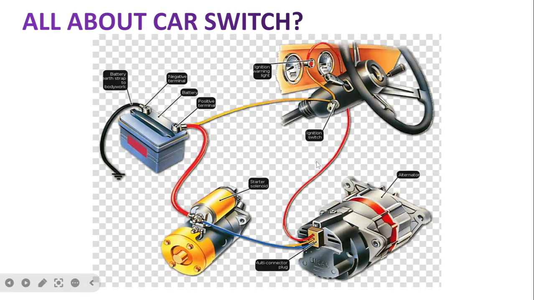here are some images. Here is the ignition warning light. This is the ignition switch. This is the battery. This is how the connections are done on the car. This is connected to the ground, the negative terminal, and the positive terminal is connected to this. This is the solenoid, this is the starting motor, and this is the alternator.